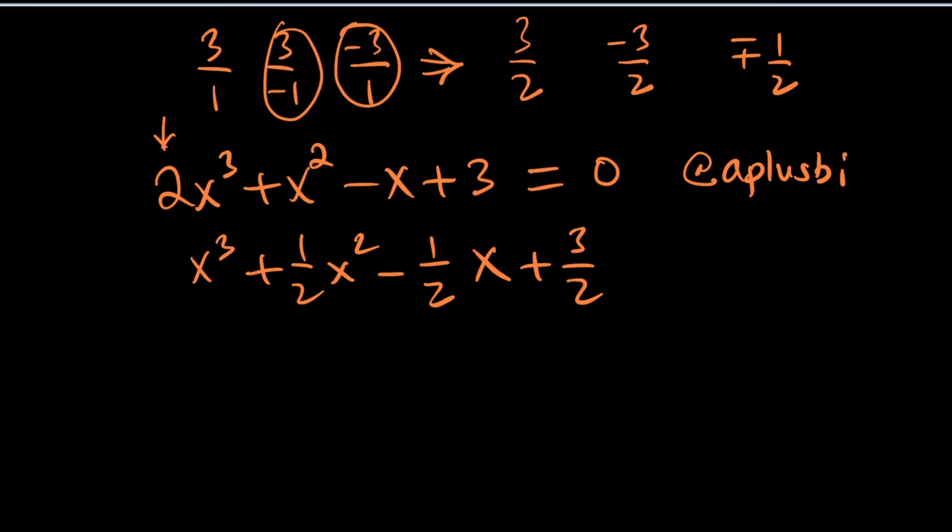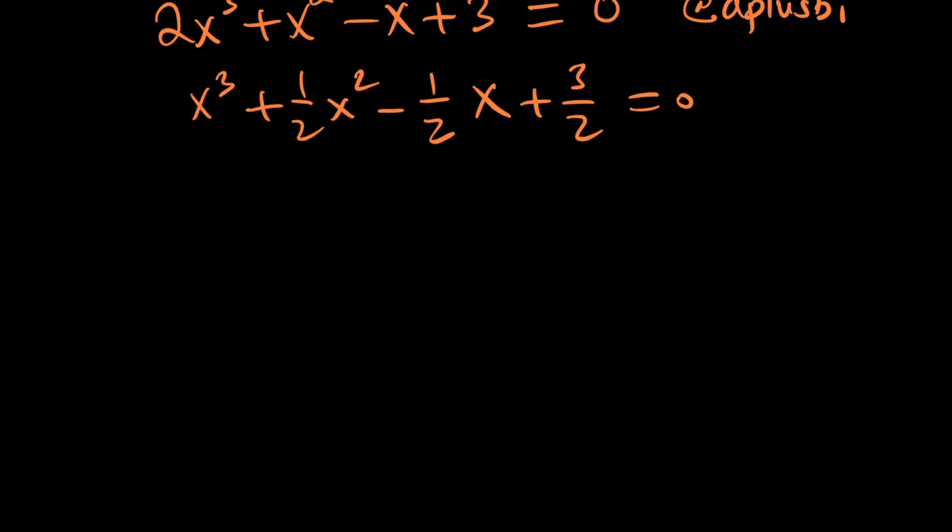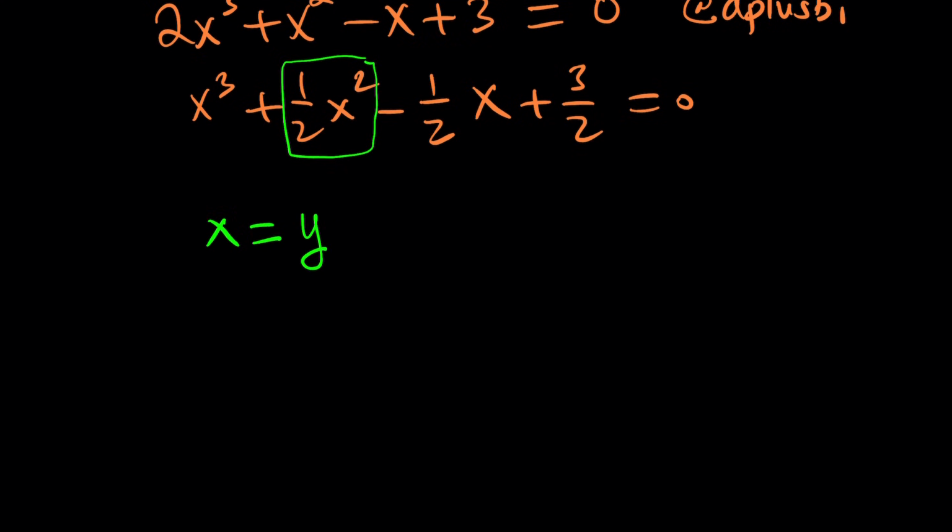And then we get something like this. So it's in that form. Now the next thing we do is get rid of x squared. And to do that, we're going to use substitution, because substitution is awesome. So let's go ahead and do this. Let's replace x with y minus.